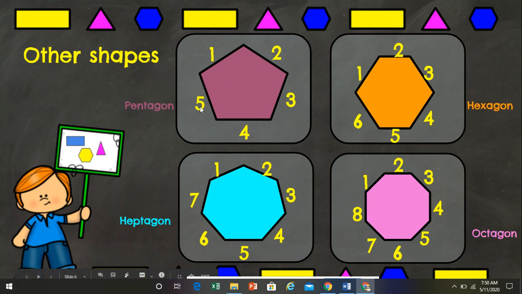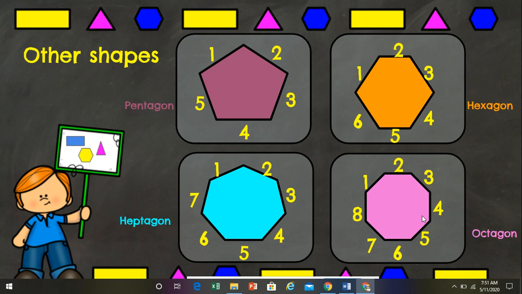Que un pentágono tiene 5 lados. Un hexágono tiene 6 lados. Un heptágono tiene 7 lados. Y un octágono tiene 8 lados.